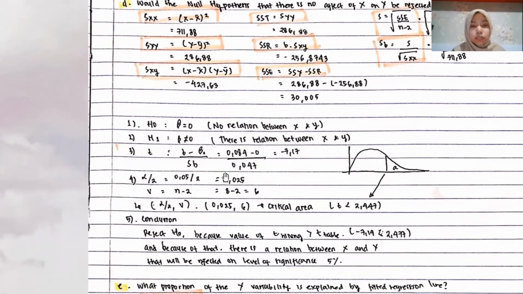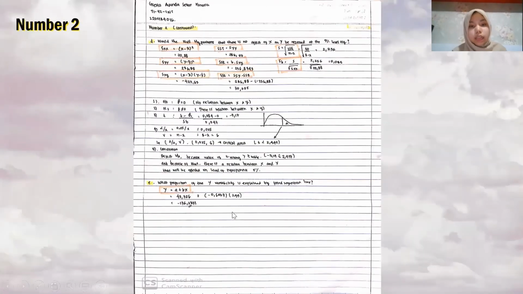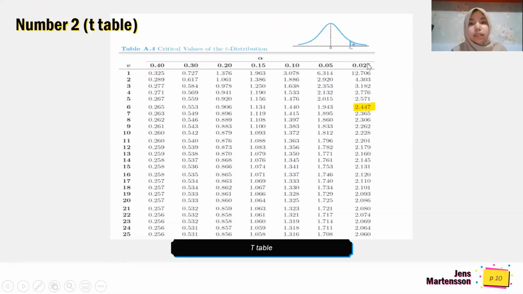And then next we need to know the level of significance in this table. Alpha over 2, where alpha is 0.05, gives 0.025, and v is n minus 2, so 8 minus 2 is 6. Then we can find the critical value in the t table, at 0.025 and 6.